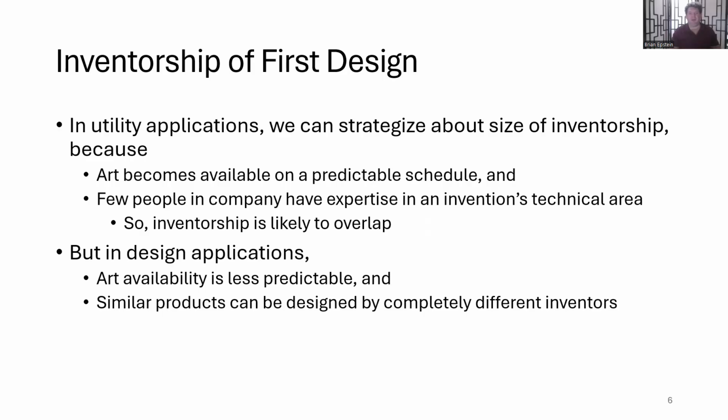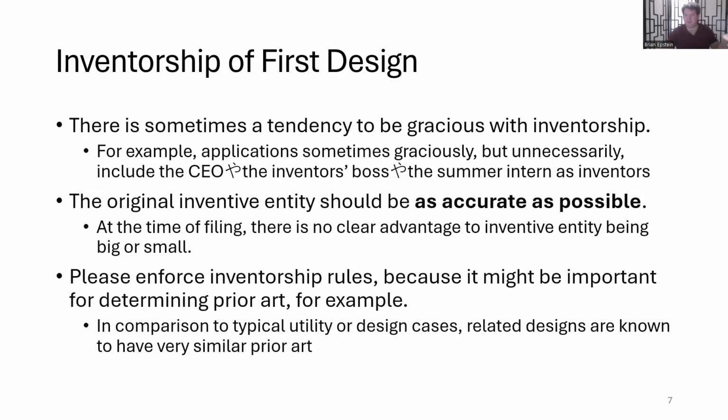But in design applications, the art availability is less predictable. Like we said, there's not automatic publication, it's based on grant. And because we're working from a particular design, similar products can be designed by completely different inventors, right? The people that made the 2024 model of our car might be completely replaced and have a different team design the 2025 model of our car. This is unlike utility applications where the design team would be similar.